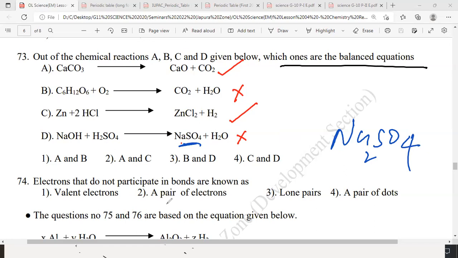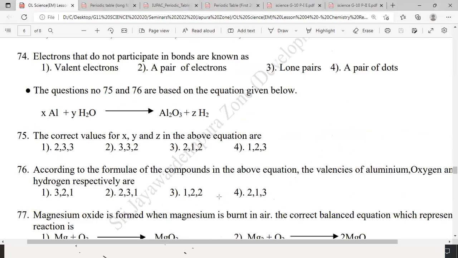So the last question is 74. After that I'll stop today and we'll continue the rest next week. The 74th one: elements, electrons that do not participate in the bond are known as. Any volunteers? Last MCQ question number 74. What is the answer? Any volunteers? Sitlini? Lone pairs.